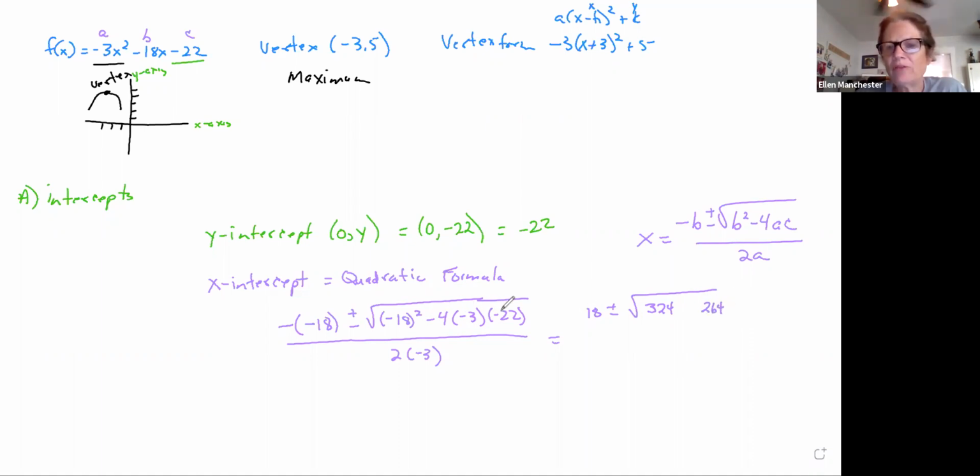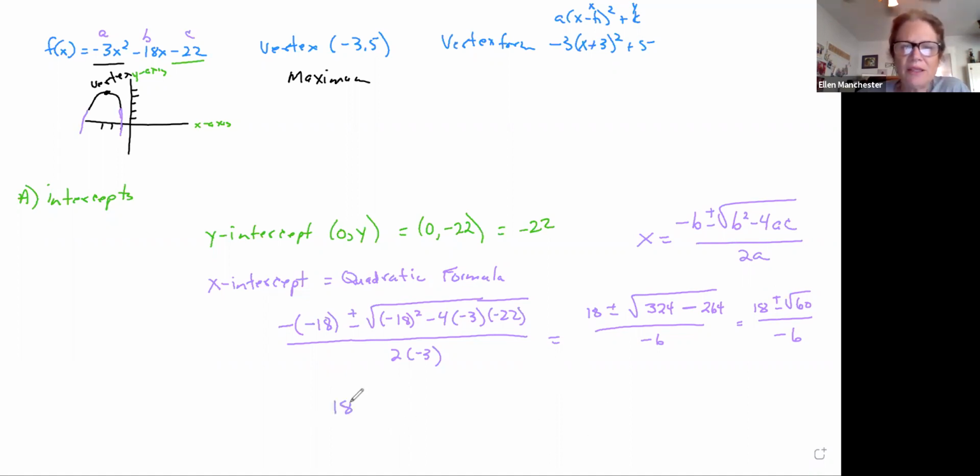How do I know if it's positive or negative? Well, I have 1, 2, 3 negatives. An odd number of negatives makes that value negative. If I had only 2 negatives, it would make this value positive. Okay, and then all over -6. So I get 18 plus or minus the square root of 60. 324 minus 264 is 60 divided by 6. So remember, I have 2 answers here. Okay, 2 answers. Because of that idea that it crosses in 2 places. Okay, that's what we're looking at. It crosses in 2 places.